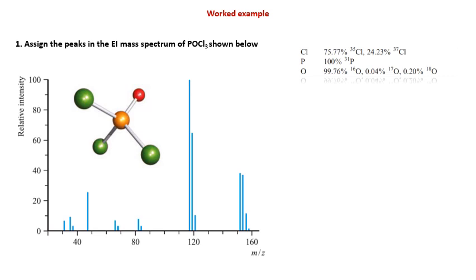Phosphorus is 100% 31P. Chlorine has two isotopes, 35Cl and 37Cl, and the isotopic abundance is 75.77% for 35Cl and 24.23% for 37Cl. In the case of oxygen, there are mostly three isotopes, but you can see that oxygen-16, with an abundance of 99.76%, can be taken as 100%, which is close to 100%.